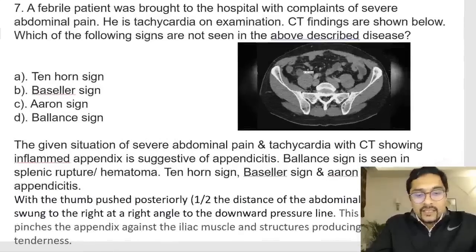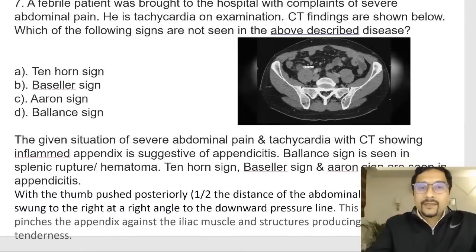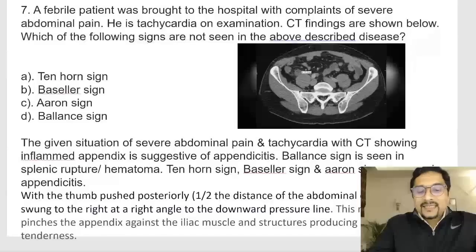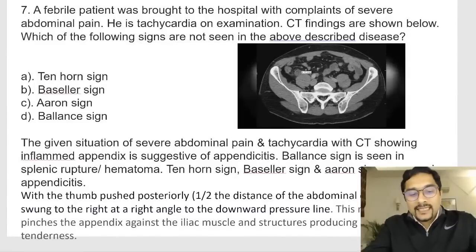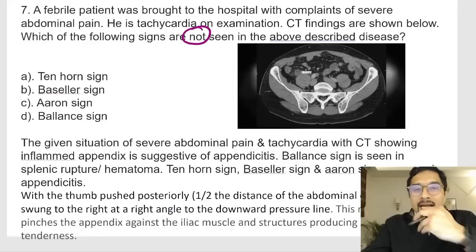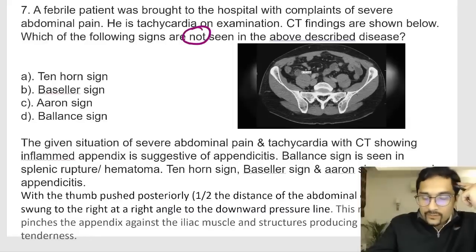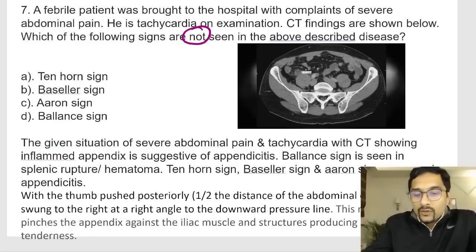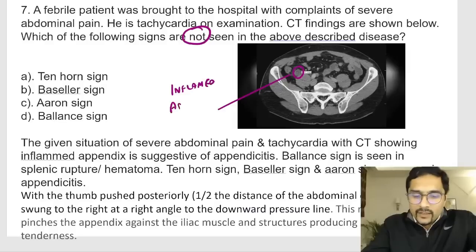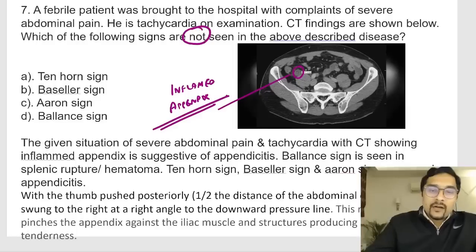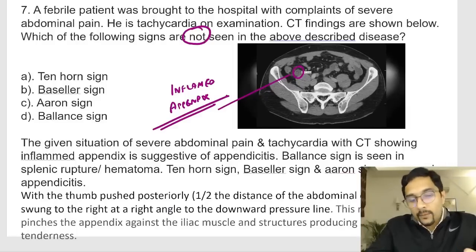A febrile patient is brought to the hospital with complaints of severe abdominal pain. He is tachycardic on examination and CT shows the findings below. Which of the following is not a sign seen in the above image or the above disease? So actually what was here was that there was an inflamed appendix. Now for some of you this might be difficult to just pick up an inflamed appendix on a CT without more clues. So how do we solve this question? Otherwise we look at the options.